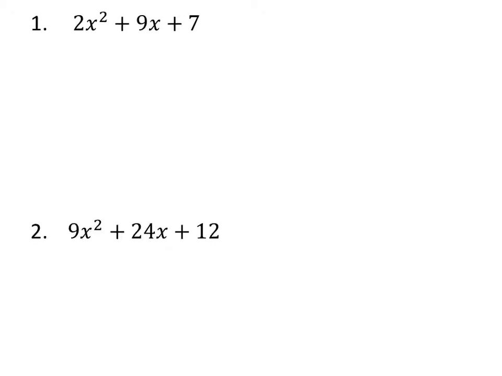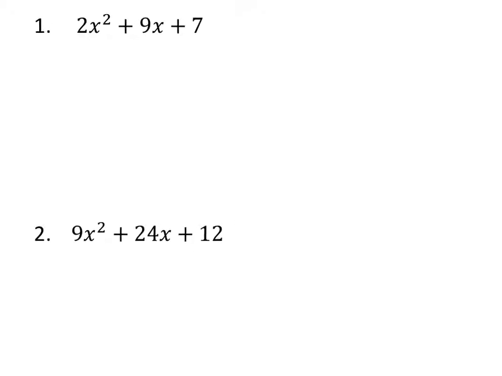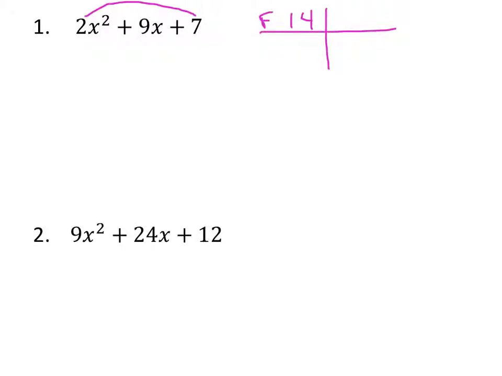So the first thing I want to do is multiply a by c, so that's this 2 by 7, and that'll give me 14. So I'm going to find factors of 14 that have a sum of 9. If I'm listing factors of 14, I know 1 and 14 and 2 and 7. When I take the sum of 1 and 14, I get 15. When I take the sum of 2 and 7, I get 9. So 2 and 7 are the factors that I'm looking for, since they have a sum of 9.